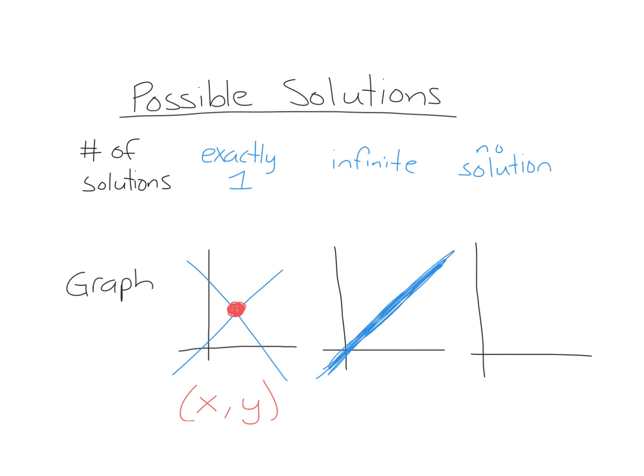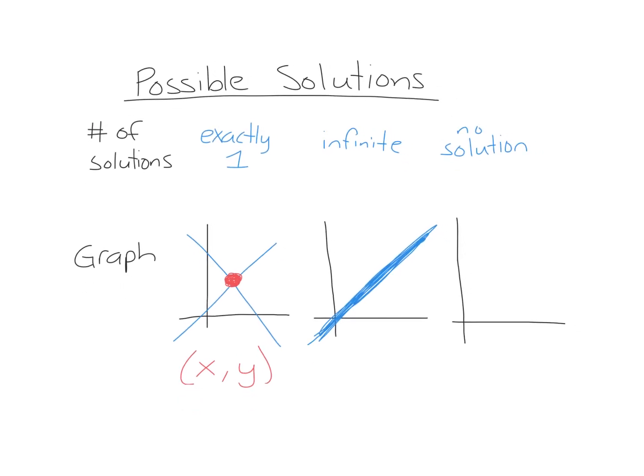If 2 lines are the same line, what's similar about them? Think of their equations. What's the same? Think of y equals mx plus b. What's the same? The slope would be the same. To have infinite solutions, your slope would be the same. They would have the same slope. It would be the same exact line. Okay? Moving on to no solution.